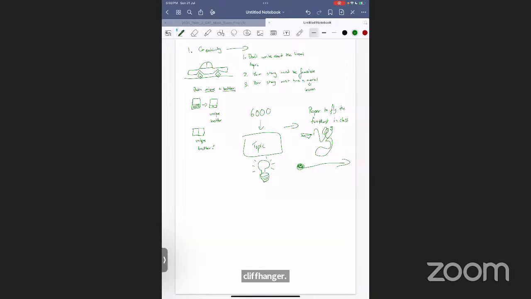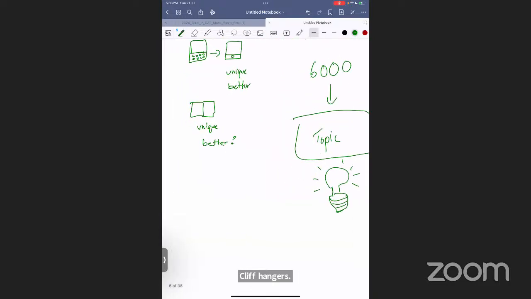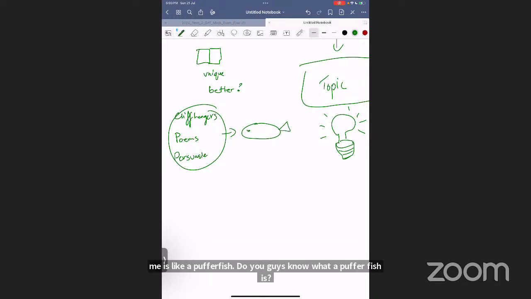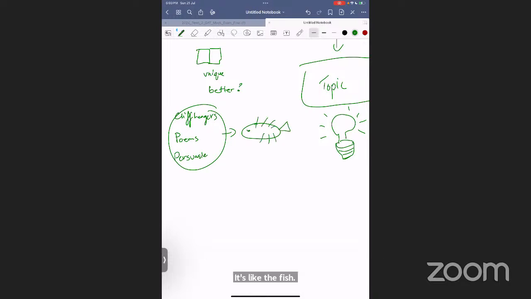The way I like to think about a few things, for example, cliffhangers, poems, and persuasive writing, all of this, to me, is like a puffer fish. Do you guys know what a puffer fish is? It's the fish that's got all the spikes and it puffs up. It's one of the most expensive sushi fishes you can have. They make sushi with this puffer fish.